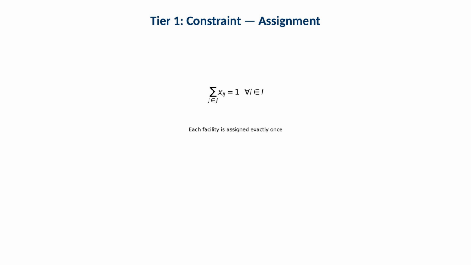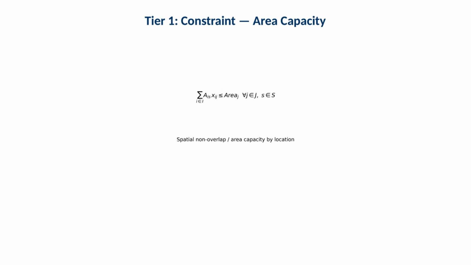each facility is located. This constraint prevents spatial overlap by ensuring that the total area assigned to a location does not exceed the area capacity of that location. It can be interpreted as a feasibility check for physical space. In practical terms, it enforces that the site can actually fit the selected combination of facilities and that no single location is overloaded beyond its spatial limits.